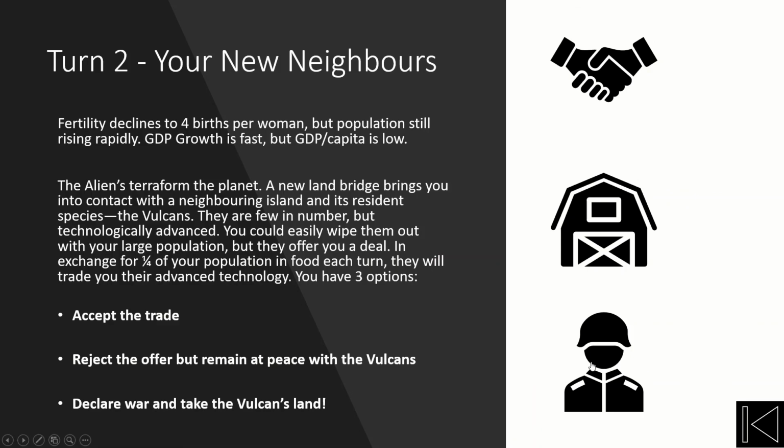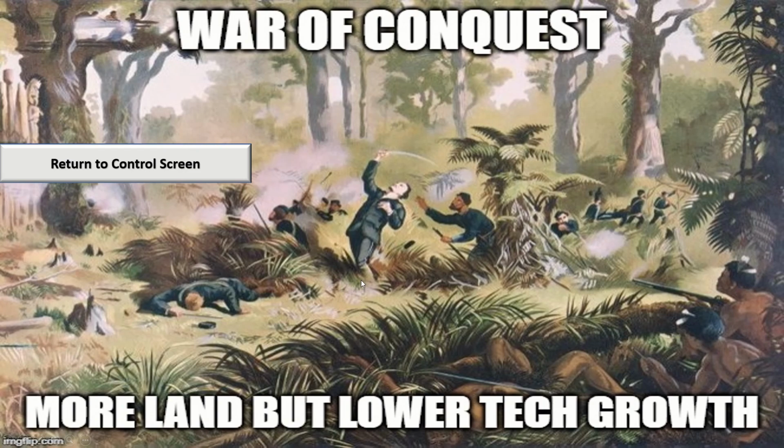And the third option would have been to declare war. So if we have a war of conquest, then we get more land, but we have lower tech growth. So we've got the additional land that we stole from the Balkans, but our tech's not growing, 1, because we didn't trade for it, and 2, because we can no longer passively adopt technology that we observe the Balkans developing and that their tourists and such bring over to us.